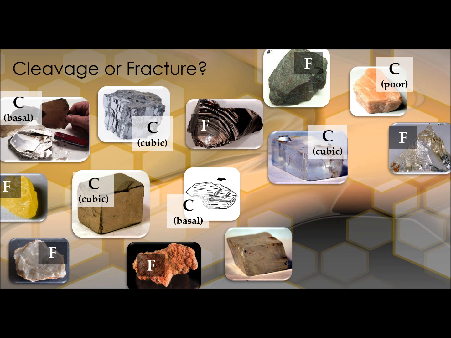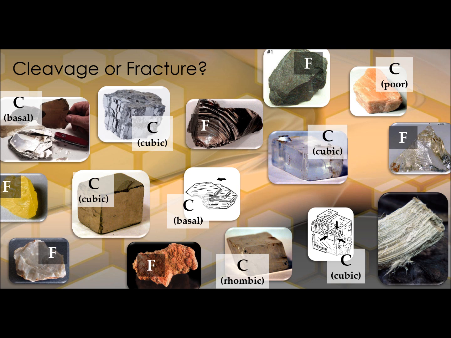This one is cleavage, but notice it's not at 90-degree angles like those two, so this is rhombus cleavage. This one, 90-degree angle, cubic cleavage. And this one just looks like wood. It's actually what we call a splintery fracture.